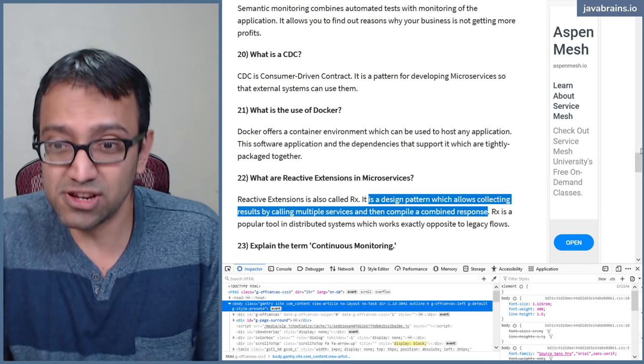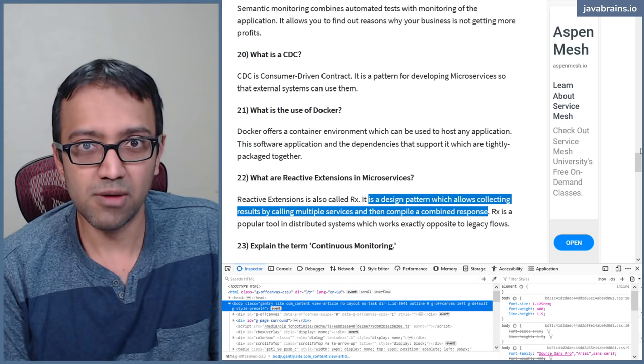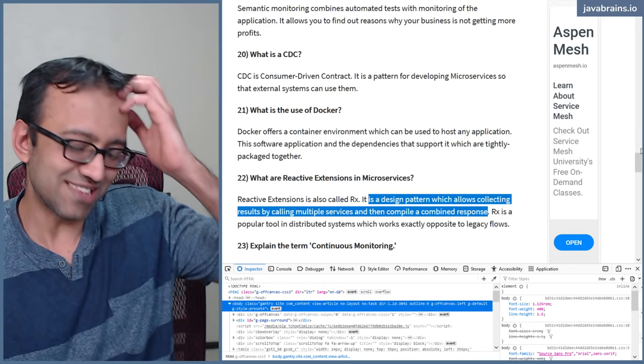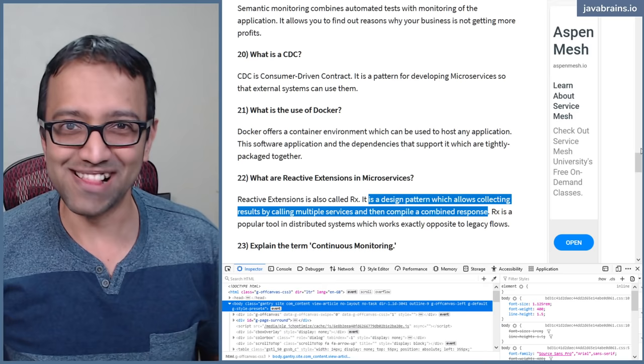Explain the term continuous monitoring. Continuous monitoring is a way for you to constantly check how your microservices are doing. It's an addition to the C terms, okay? There is CI/CD, continuous integration, continuous delivery, and there is continuous monitoring as well. If you're constantly releasing stuff using CI/CD, you need to constantly monitor it as well, because you can introduce a bug at any point of time.